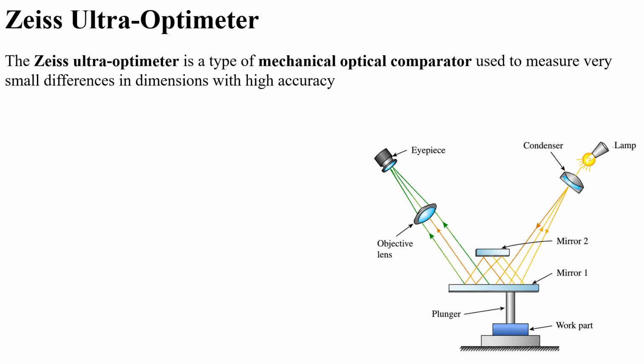Next we will discuss the Zeiss ultra optimeter. The Zeiss ultra optimeter is a type of mechanical optical comparator which is used to measure very small differences in dimensions with high accuracy. This is the schematic representation of the Zeiss ultra optimeter. It consists of a mechanical system as well as an optical system. The mechanical system consists of the plunger, which contacts the workpiece, and at the end of the plunger it is connected to mirror 1. So this is the mechanical system.